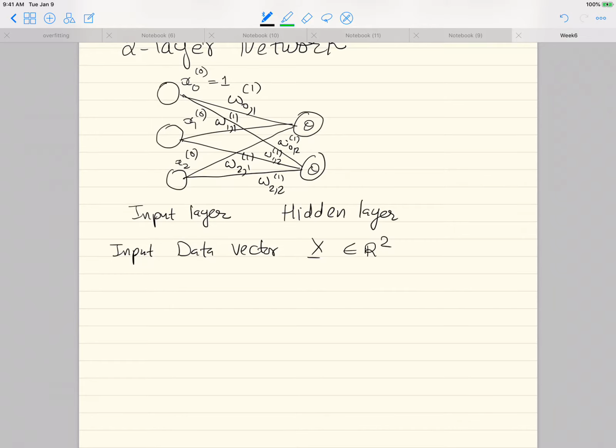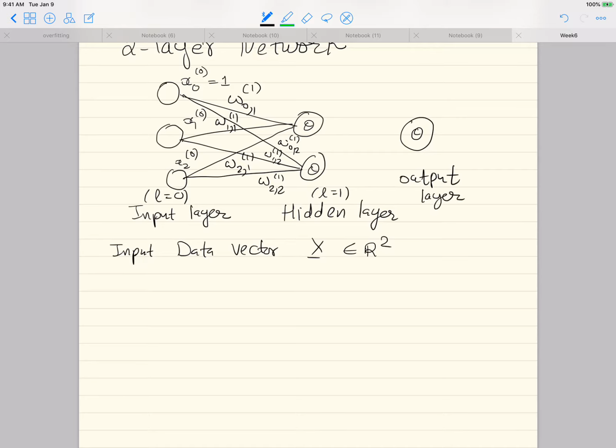So this is the hidden layer. The index for the input layer is 0. The index for the hidden layer is 1. And let's say we have one output layer. The output layer has one node. This is the output layer.